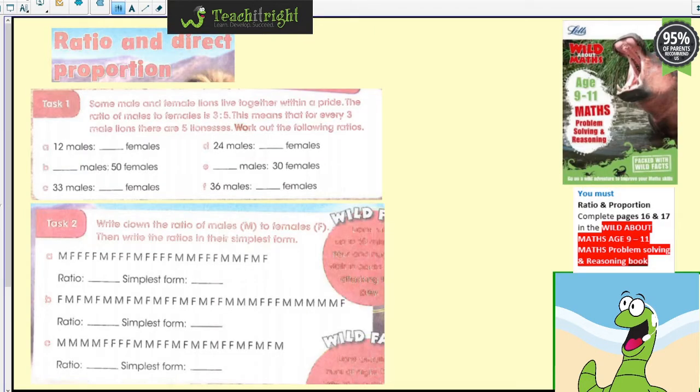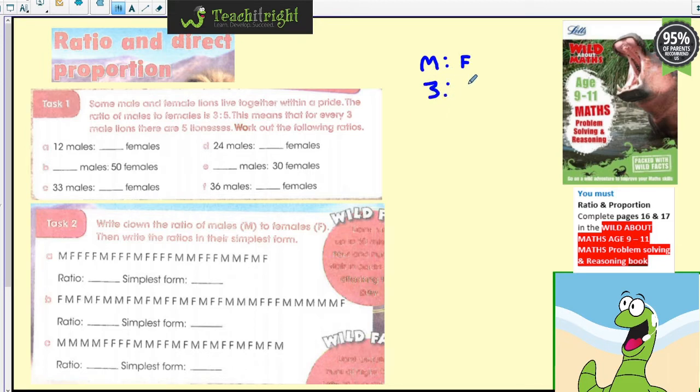Here we go. So this is ratio and proportion. These are on page 16 and 17. And let's just run through and talk through the questions. So task 1, some male and female lions live together within a pride. The ratio of males to females is 3 to 5. So remember, really important that males have to come first, females have to come second because of the order of the question. So I always label it M to F, 3 to 5.